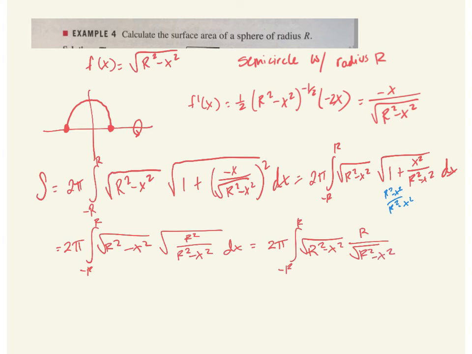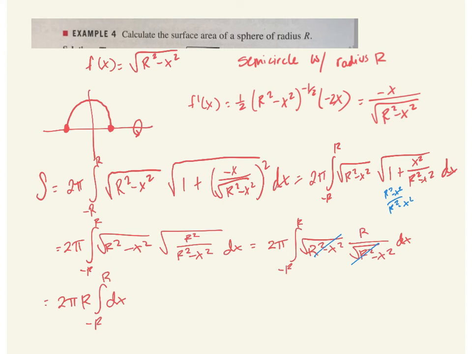Well, that's great because I can cancel those two square roots out. So we've taken this all the way down to the integral of r. But the integral's with respect to x, so r is a constant, right? So we can just pull that out. So now we have 2 pi r, technically on the outside, integral from negative r to r dx.